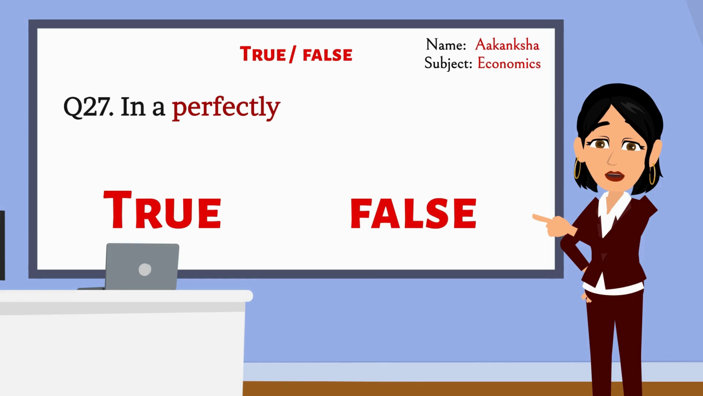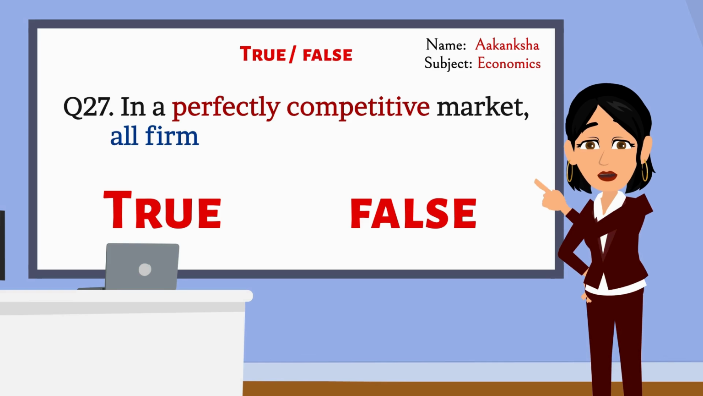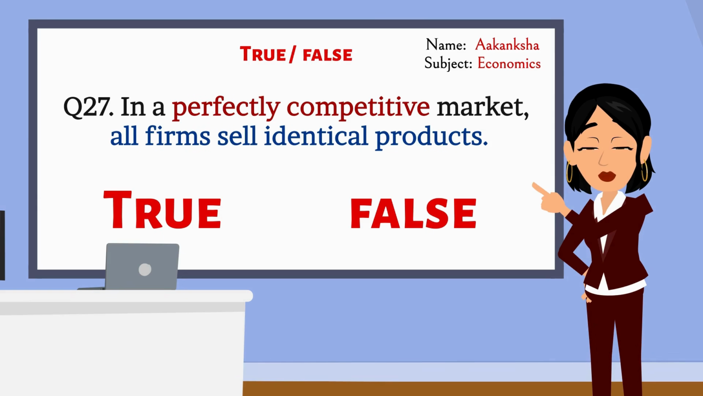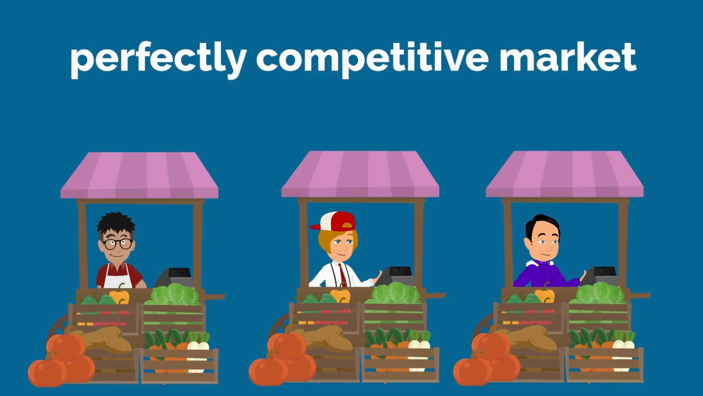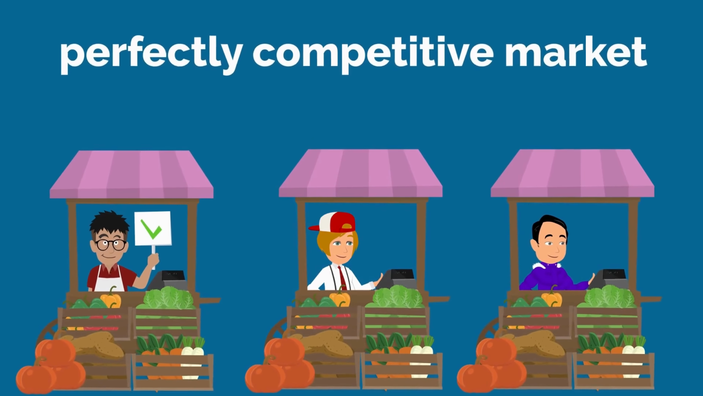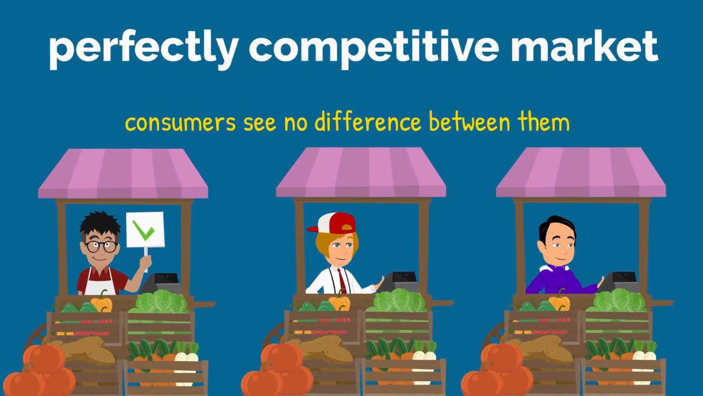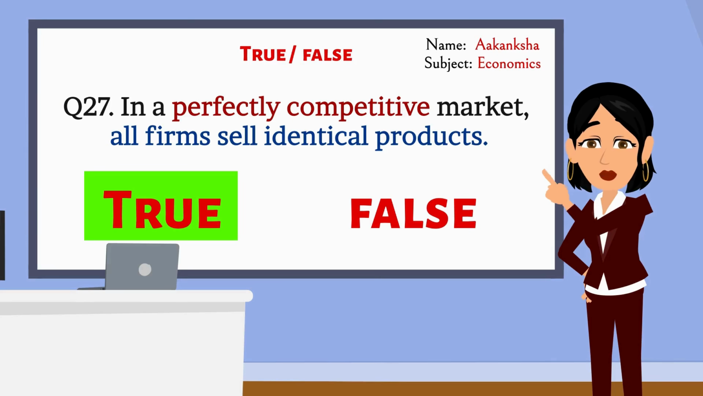Question 27. In a perfectly competitive market, all firms sell identical products. True or false? It's a true statement, ma'am. Correct. Why is that true? In perfect competition, products are homogeneous, so consumers see no difference between them, regardless of the seller. Very good, Bushra. Excellent understanding.